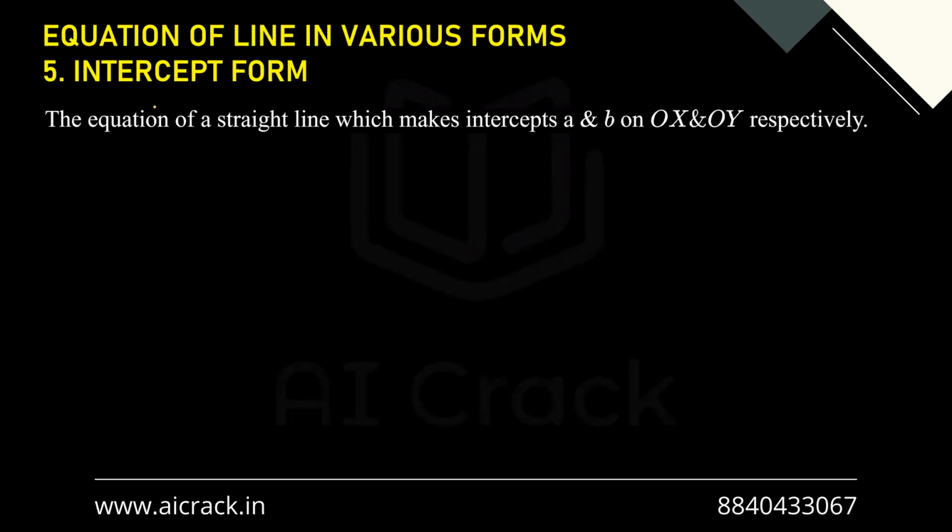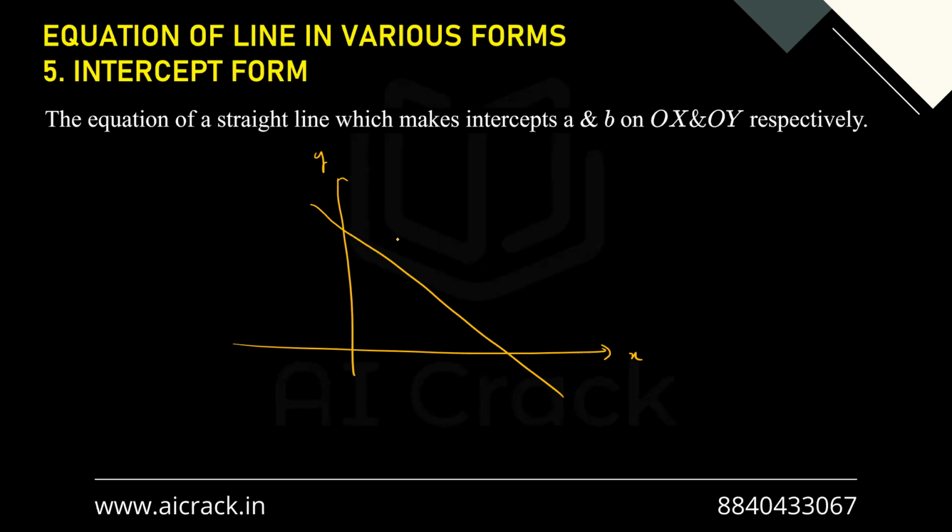Now let's talk about the intercept form. Let's say we have this coordinate axis, this is x, this is y, and this point is a comma 0, and this point is 0 comma b. If such a format is given, in that case the equation of the line is x by a plus y by b equals 1. This is personally my favorite, because it is very easy to plot and easy to remember as well. x by a plus y by b equals 1.